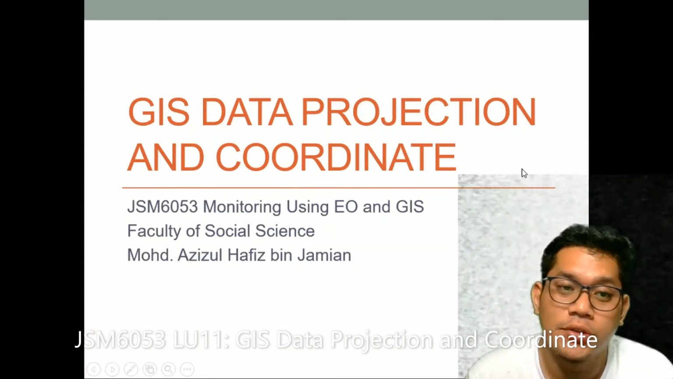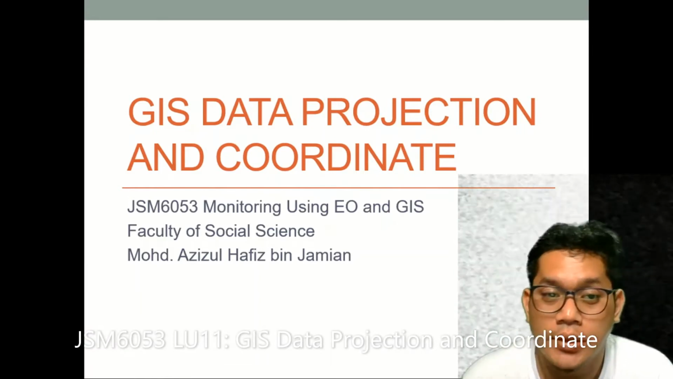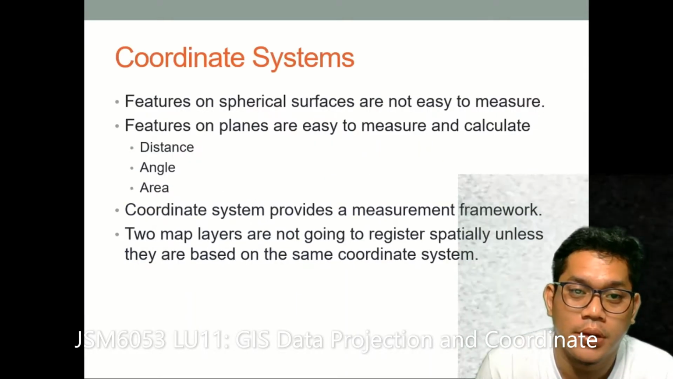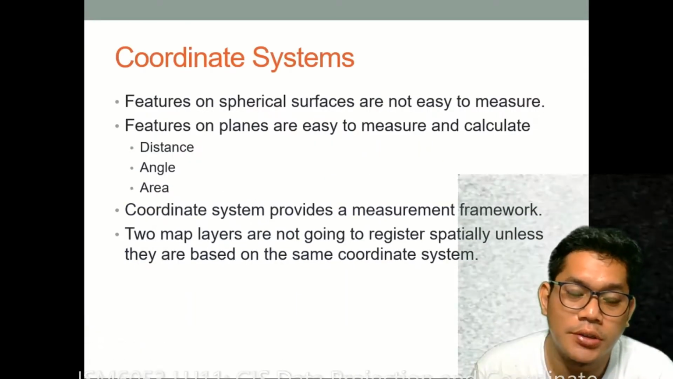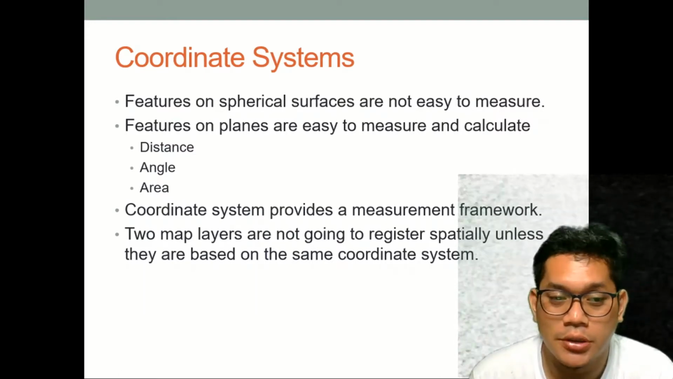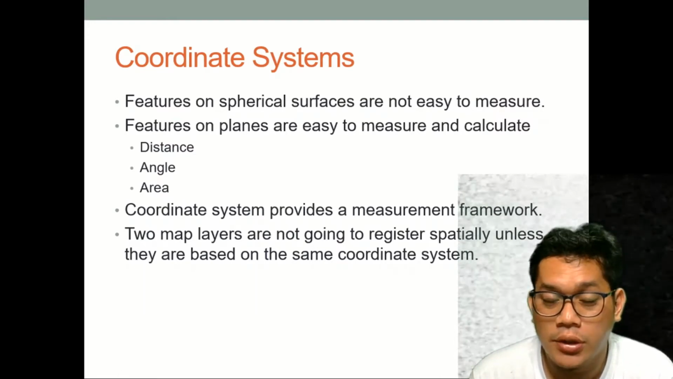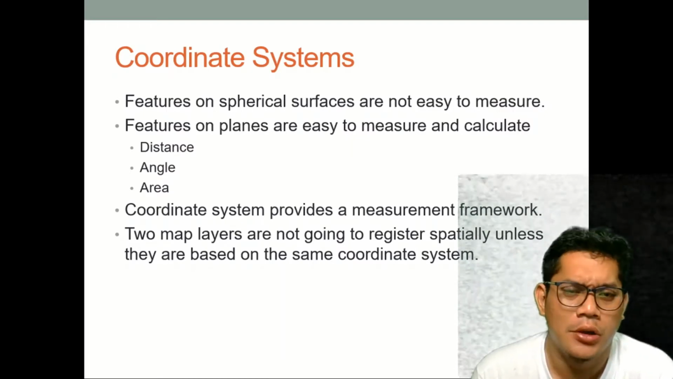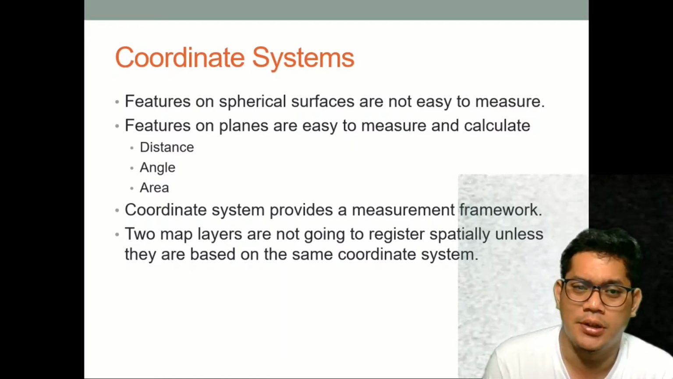Now we will discuss chapter 11, GIS data projection and coordinates. So when we talk about GIS, we are talking about locations in the real world, and we cannot escape from coordinates and projection. So what is a coordinate system basically?